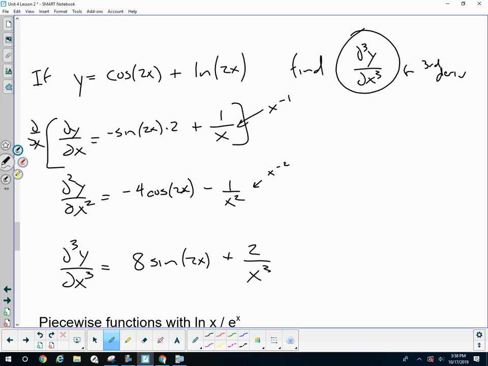Okay, so just something you may see moving forward. Just a reminder of higher order derivatives and chain rules and stuff.